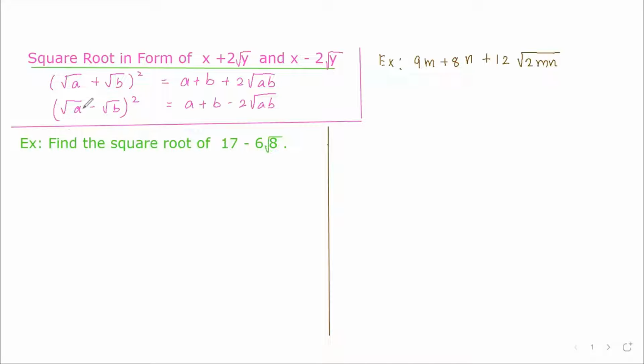Today the topic is the square root of expressions in the form of x plus 2 square root y and x minus 2 square root y. This is going to be the formula.